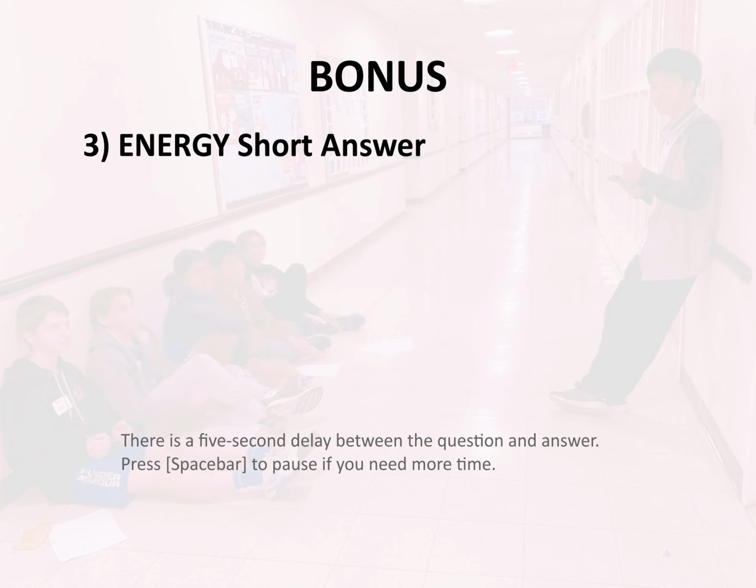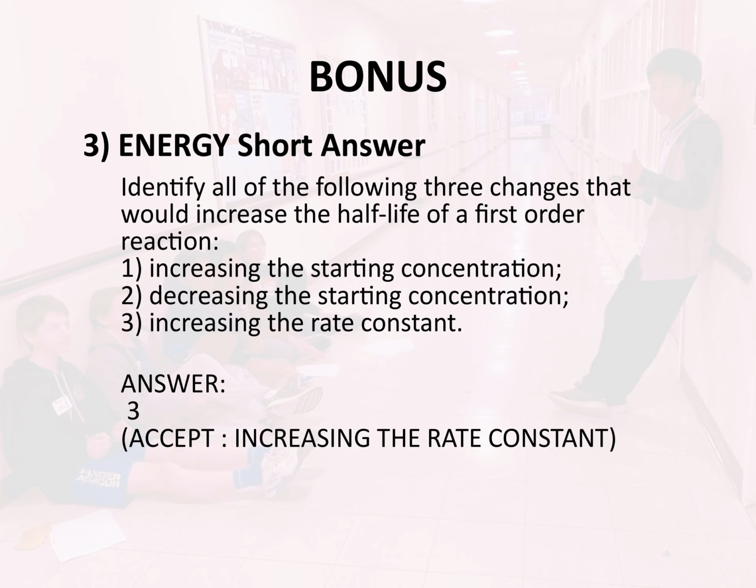Bonus 3. Energy. Short answer. Identify all of the following 3 changes that would increase the half-life of a first-order reaction. 1. Increasing the starting concentration. 2. Decreasing the starting concentration. 3. Increasing the rate constant. Answer: 3.